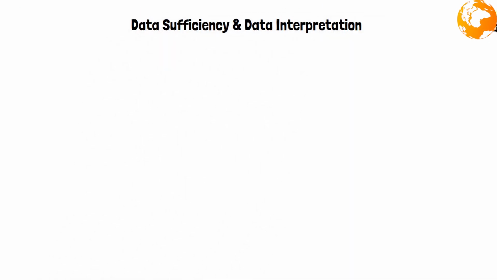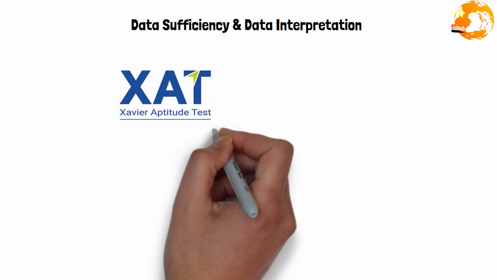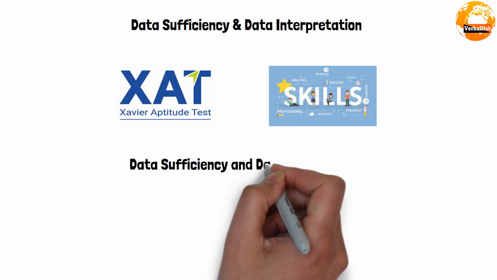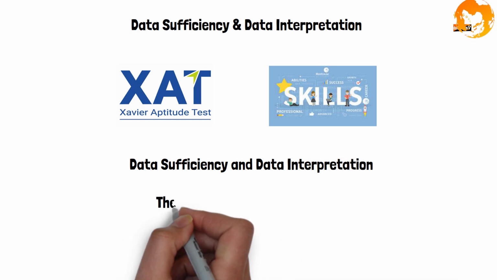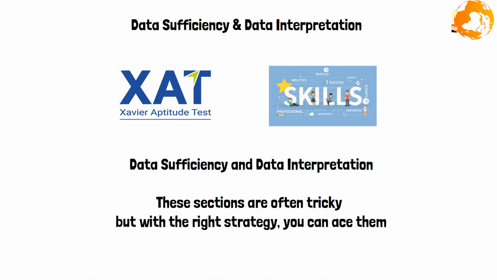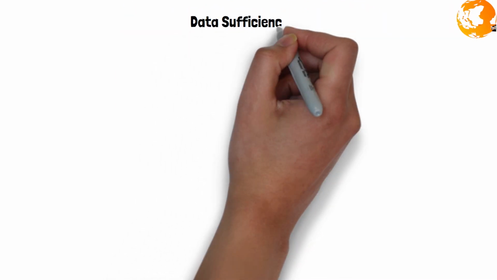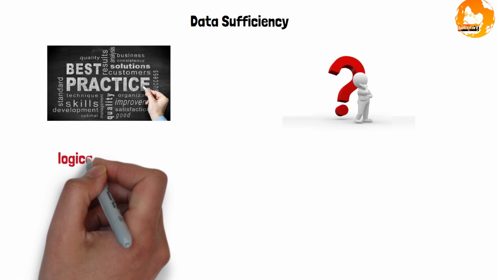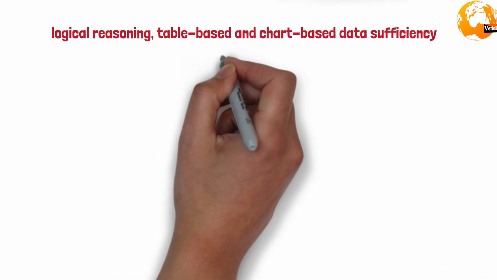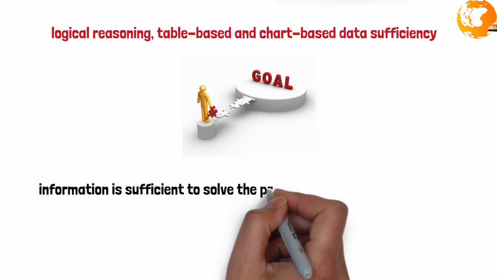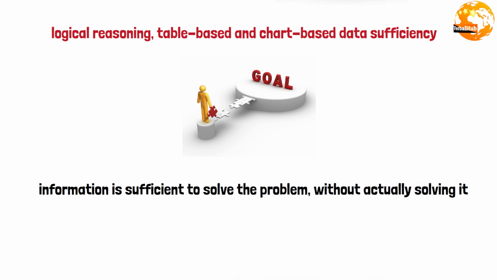Data sufficiency and data interpretation. XAT also tests your skills in data sufficiency and data interpretation. These sections are often tricky, but with the right strategy, you can ace them. Data sufficiency. Practice questions involving logical reasoning, table-based and chart-based data sufficiency. Your goal is to determine whether the given information is sufficient to solve a problem without actually solving it.